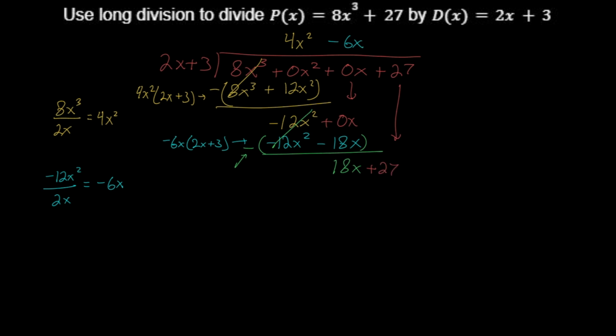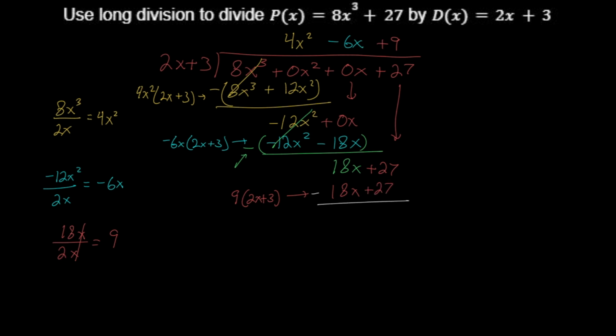And repeat this one more time. So taking our leading terms, which are currently 18x and 2x, and dividing them. If we divide them, the x's will cancel out and we'll get 9. So plus 9 on top. Multiply our 9 by our divisor, 2x plus 3, to get our new line, which will give us 18x plus 27.